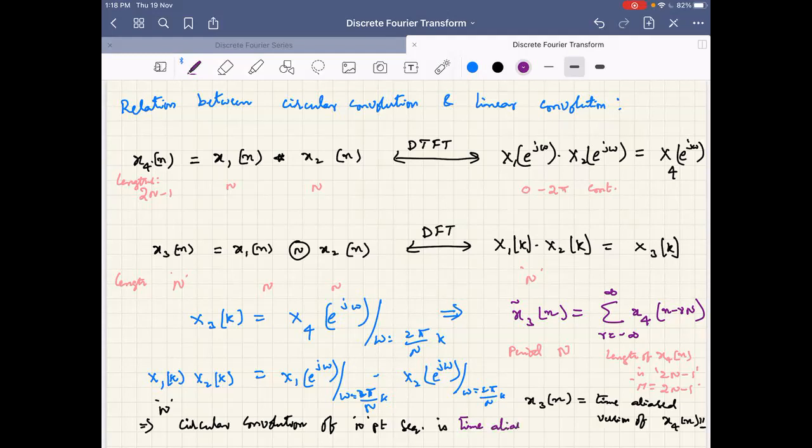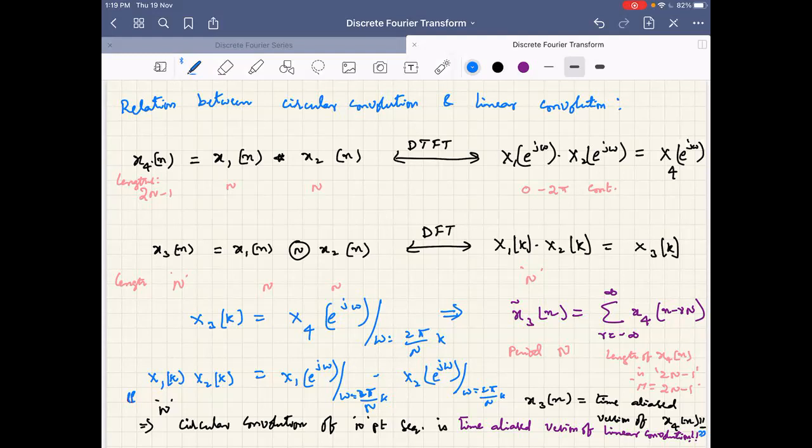Time aliased version of what? Of linear convolution. Right? So this you should be able to understand. This is the main thing that we can take from this slide: the n-point circular convolution of n-point sequences is a time-aliased version of linear convolution. Anyway, we'll discuss further with some examples of circular convolution and so on.